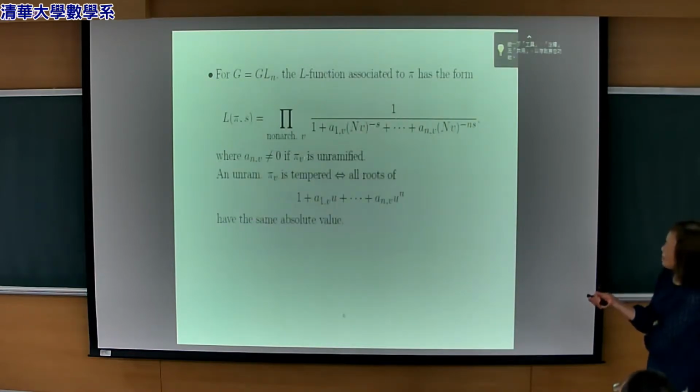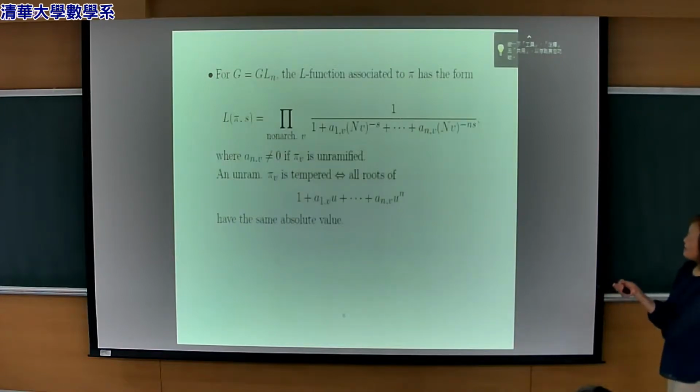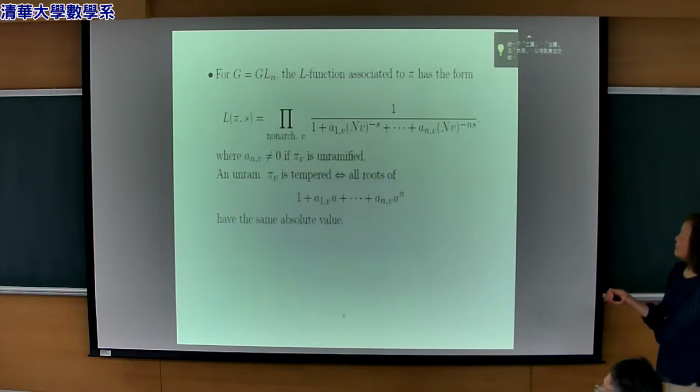So to say such an unramified representation is tempered means that I look at the roots of this degree n polynomial, and they should all have the same absolute value. So as you can see here, the Ramanujan conjecture has some flavor of the Riemann hypothesis, by saying that the roots all have the same absolute value. And indeed, this conjecture has a lot to do with the Riemann hypothesis.